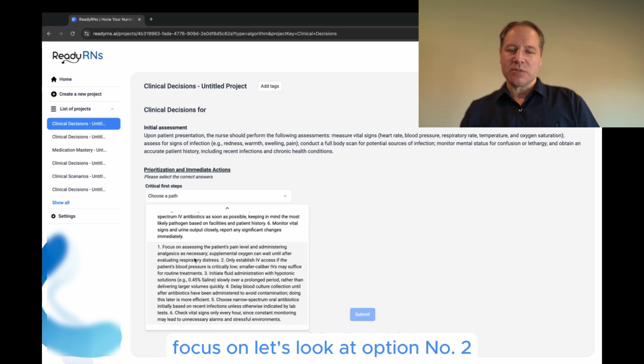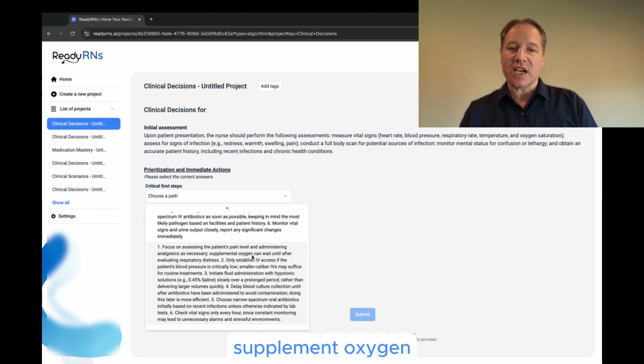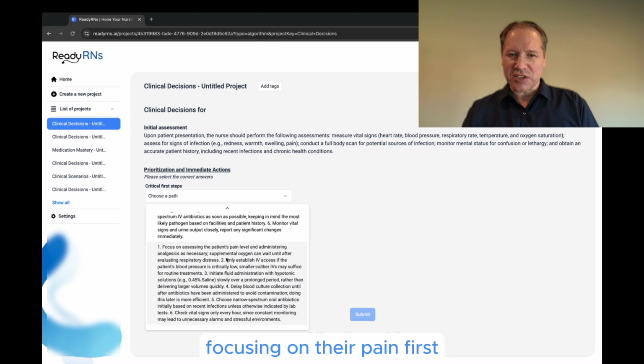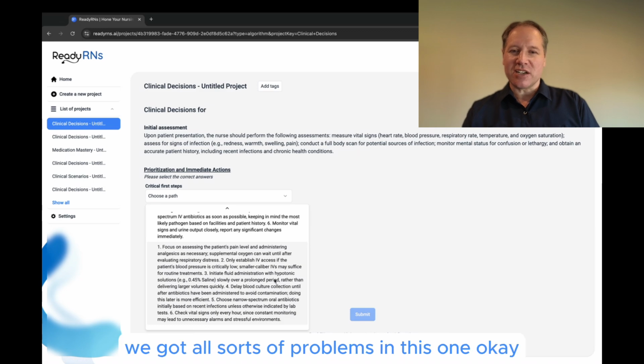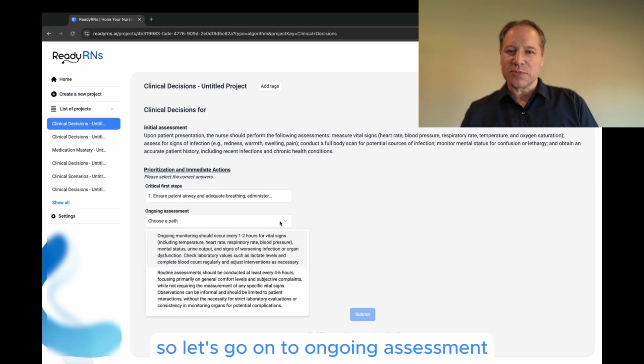Let's look at option number 2. Focus on assessing the patient's pain level and administering analgesics as necessary. Supplemental oxygen, wait until after. Okay, we're already seeing some problems as far as focusing on their pain first, only giving oxygen if needed, delaying the blood culture. Yeah, we got all sorts of problems in this one. Okay, so let's go on to ongoing assessment.